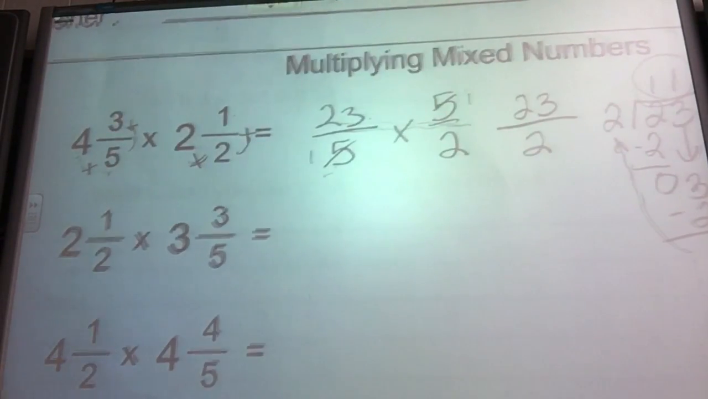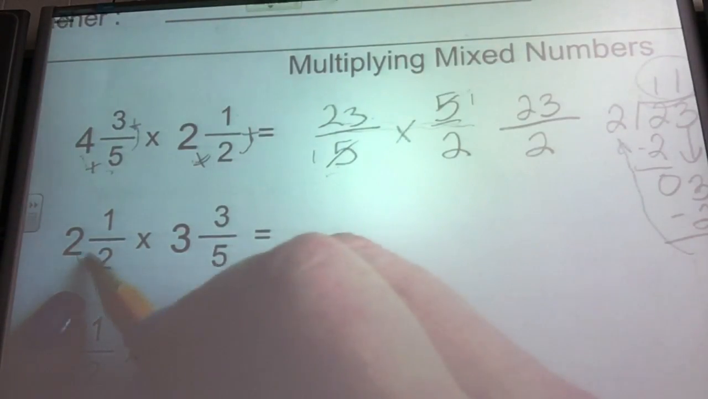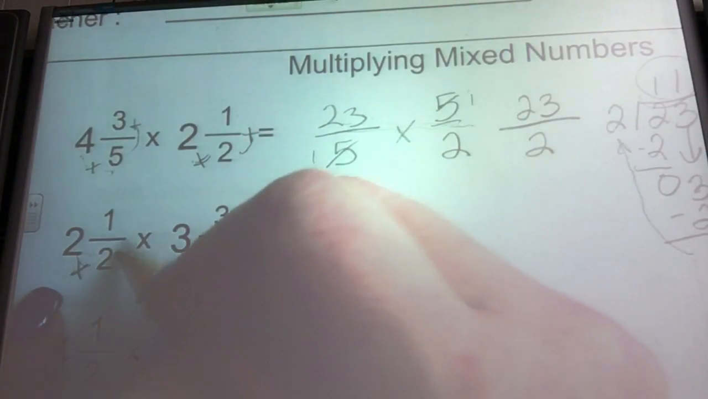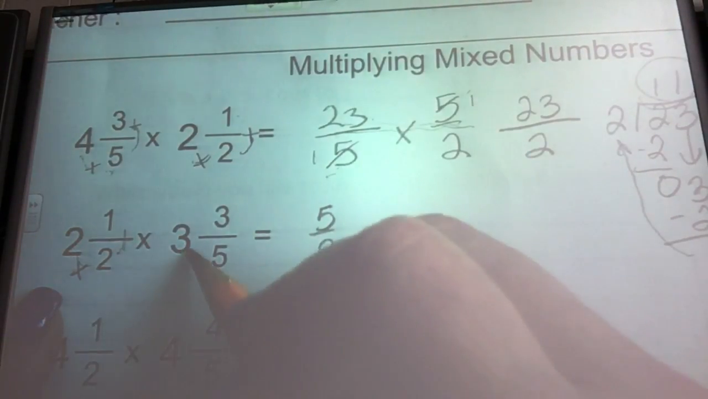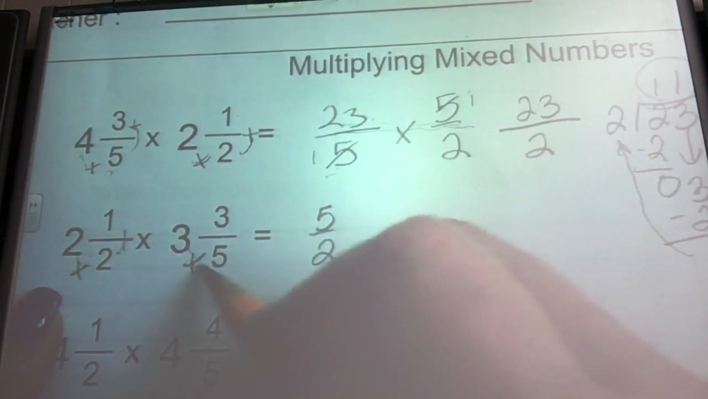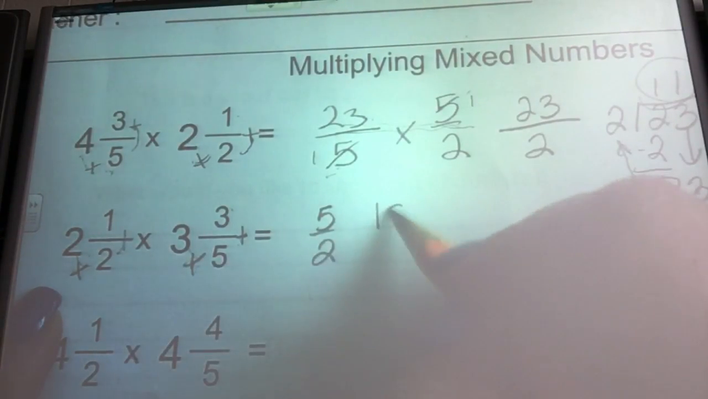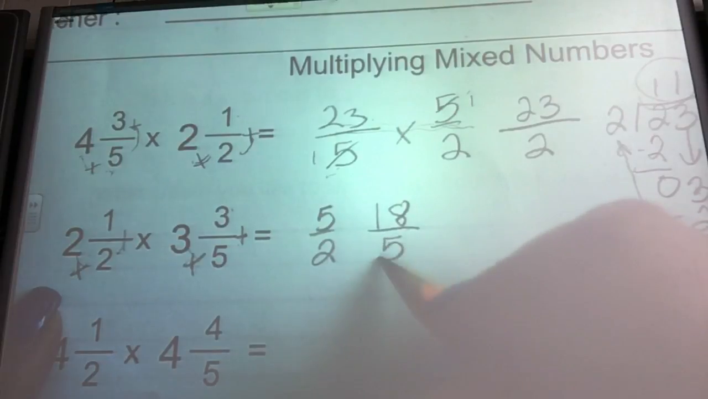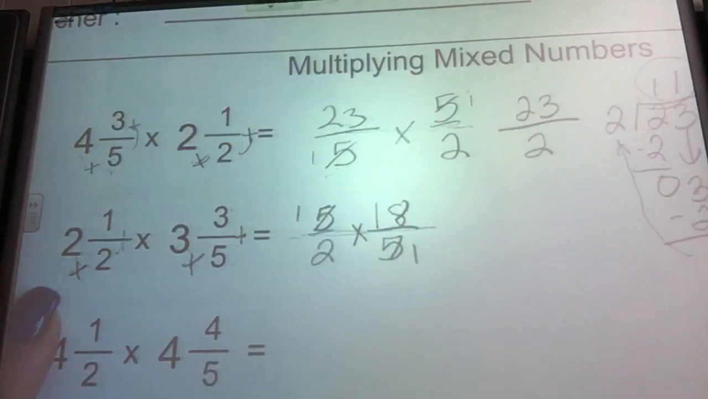All right, let's try another one. 2 1/2 times 3 3/5. 2 times 2 is 4, plus 1 is 5 over 2. 3 times 5 is 15, plus 3, 15, 16, 17, 18 over 5. Again, if you had an imaginary line, you could eliminate 5s.